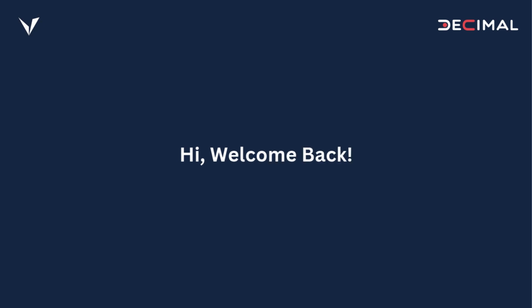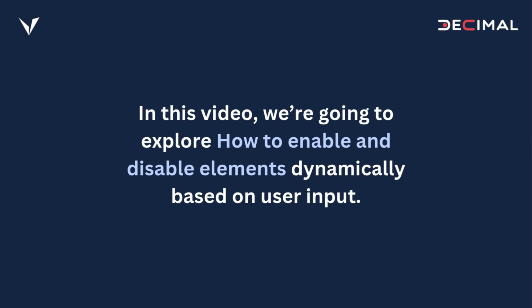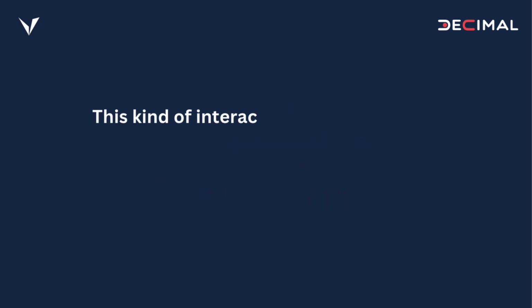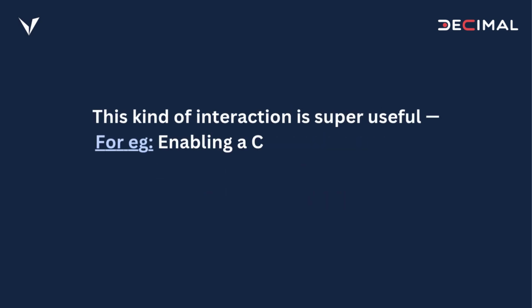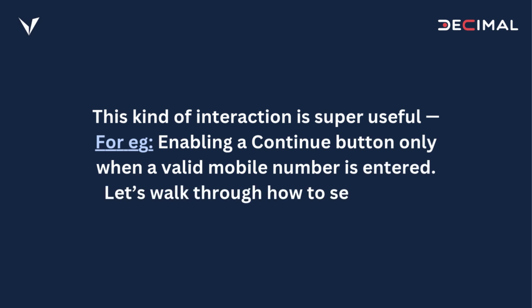Hi, welcome back. In this video, we are going to explore how to enable and disable elements dynamically based on user input. This kind of interaction is super useful, for example, enabling a continue button only when a valid mobile number is entered. Let's walk through how to set that up.